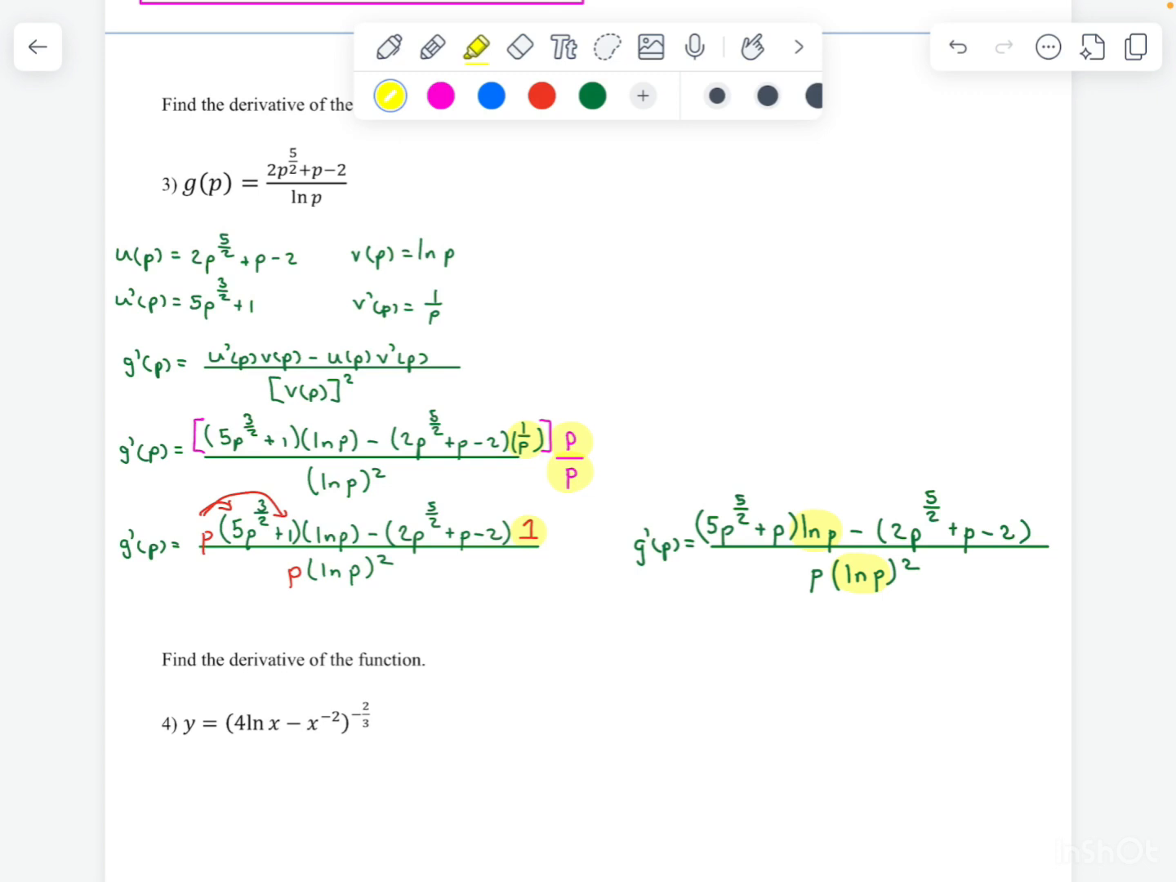However, the natural log of p is not a common factor in the numerator and the denominator because the natural log of p does not appear in the second term in the numerator. This means you cannot cancel out any natural log of p's from this derivative. And we are done.